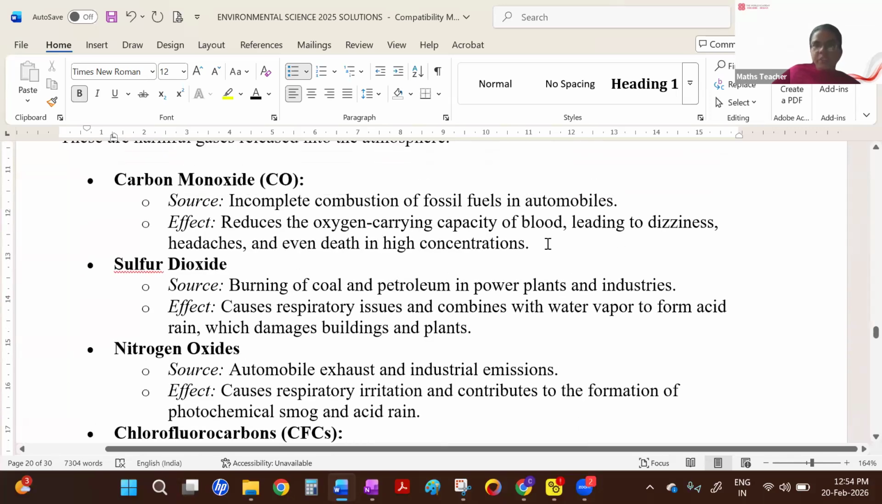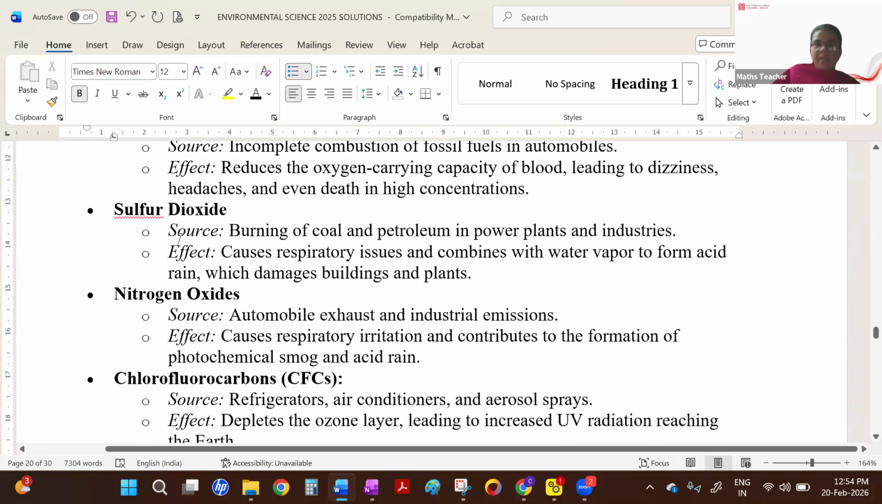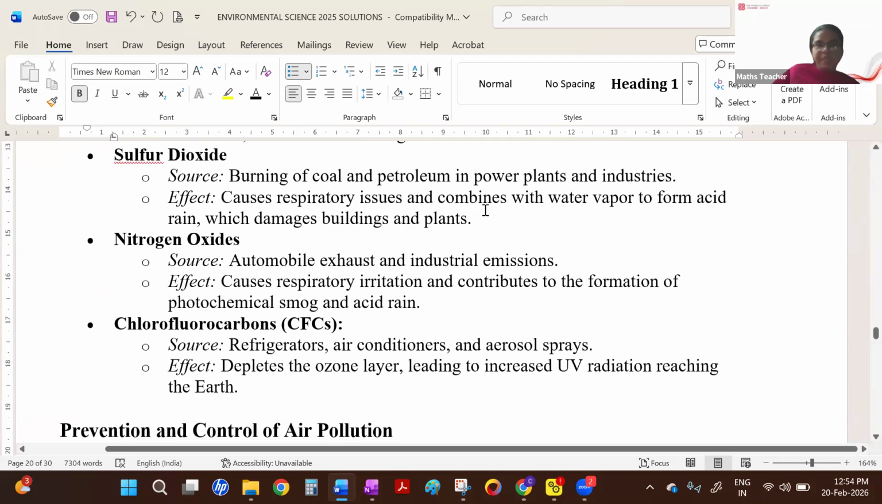And we can see the effects. Carbon monoxide reduces the oxygen carrying capacity of blood and it leads to dizziness, headaches and even death. Then sulfur dioxide, it causes respiratory issues. It is acidic, right? So it causes respiratory issues and it combines with water vapor to form acid rain, which damages buildings and plants. Yeah, so this is sulfur dioxide.